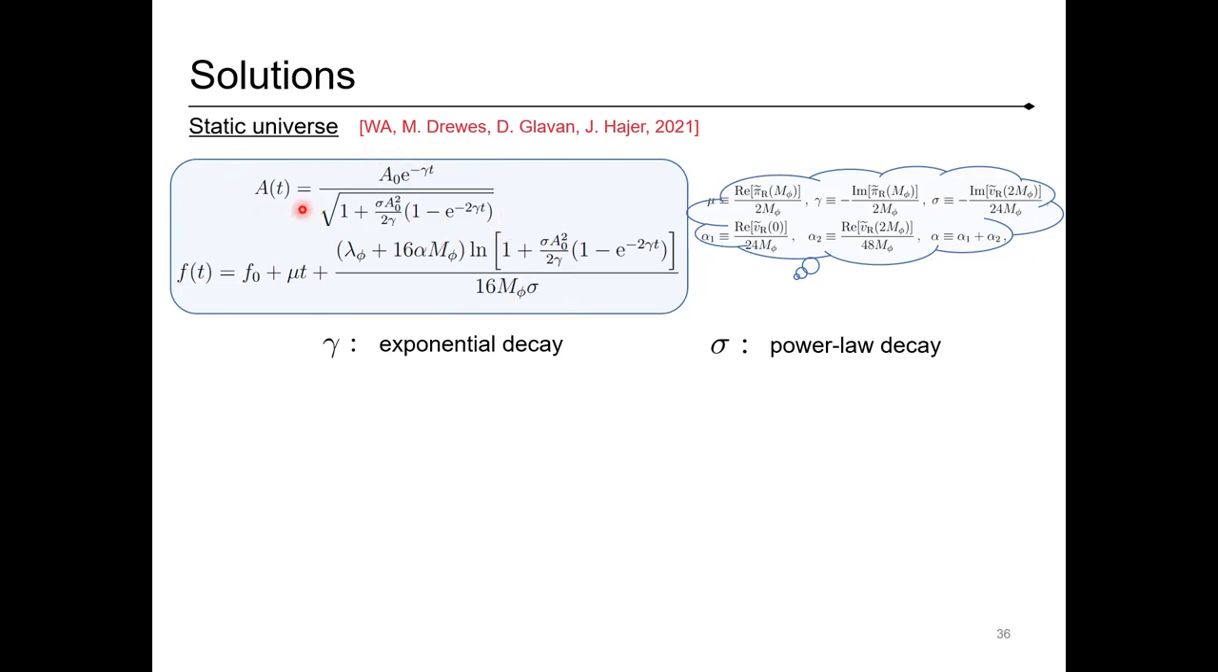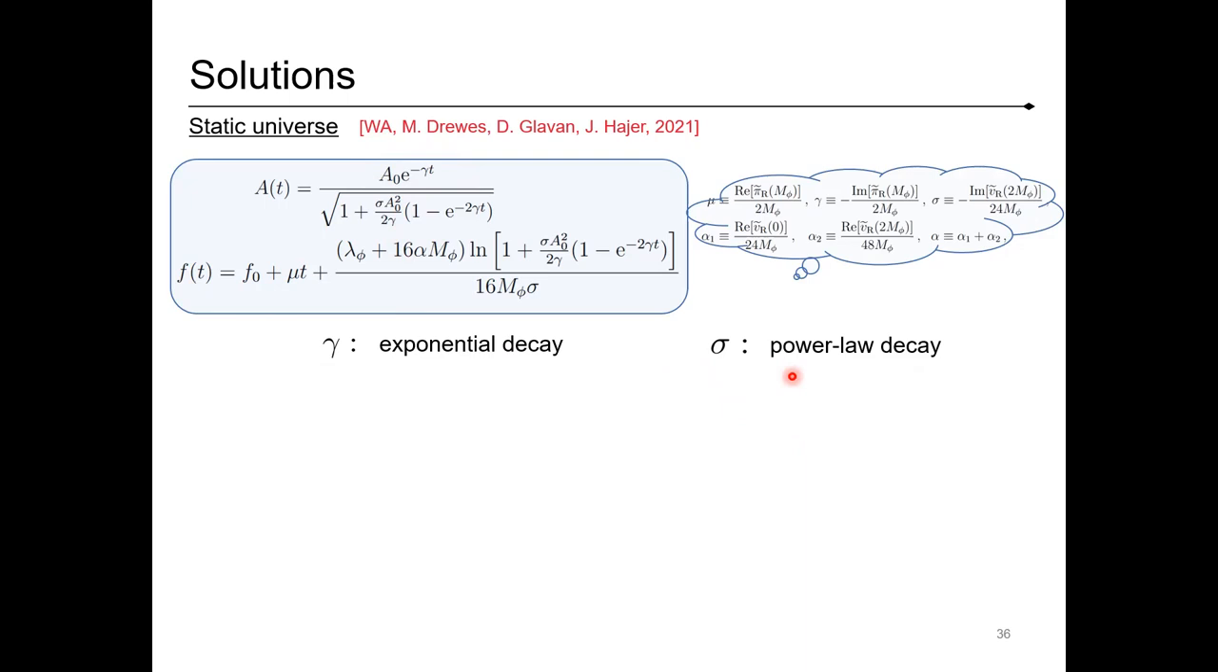As we said, this is the envelope function. And you see that it depends on gamma, the imaginary part of the self energy, and sigma, the imaginary part of the proper four-vertex function. You see that a non-vanishing gamma induces an exponential decay, while a non-vanishing sigma induces a power law decay. It is not exponential.